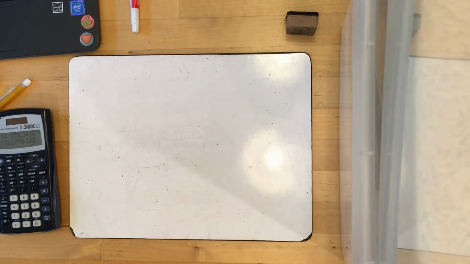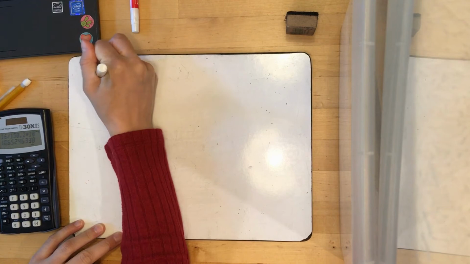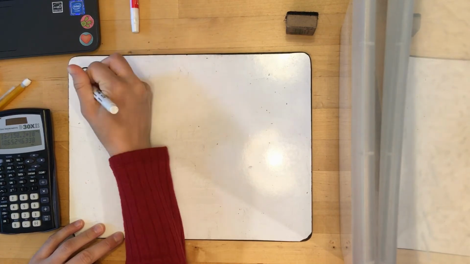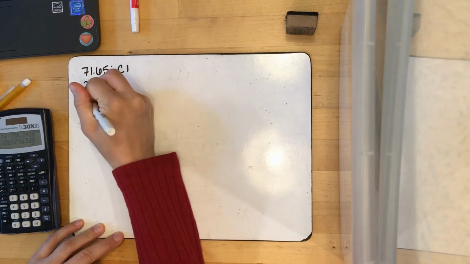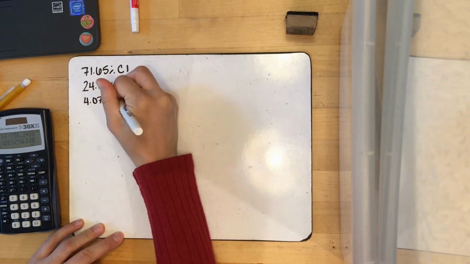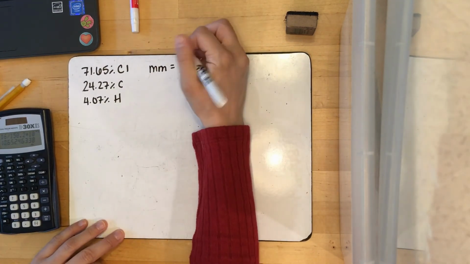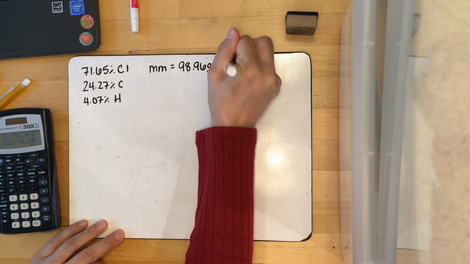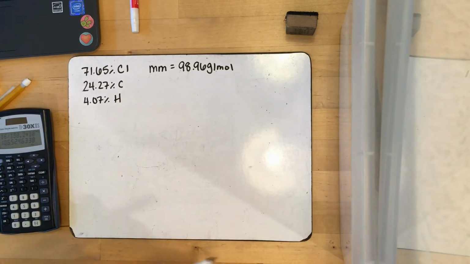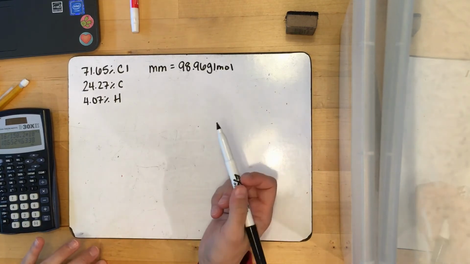Example 2 asks us to determine the empirical and molecular formulas for a compound with these mass percents. We have 71.65% chlorine, 24.27% carbon, and 4.07% hydrogen. And the molar mass of the molecular formula is 98.96 grams per mole. All right, so we have to figure out the empirical formula first and then use this molar mass to find the molecular formula.